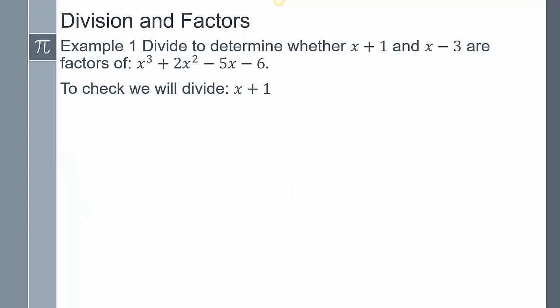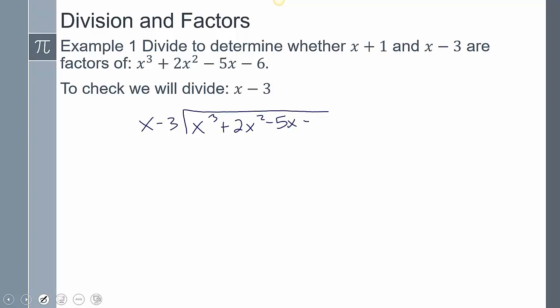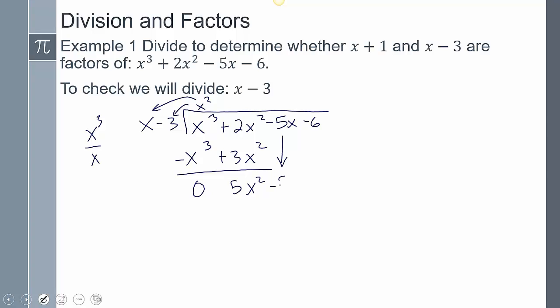Now let's check the next one. X minus 3. So same thing, we need to set it up. So x goes into x cubed, x squared times. And so distribute back through, you're going to get x cubed minus 3x squared. So subtract, so we're changing the signs. Add straight down. Bring down the next value.